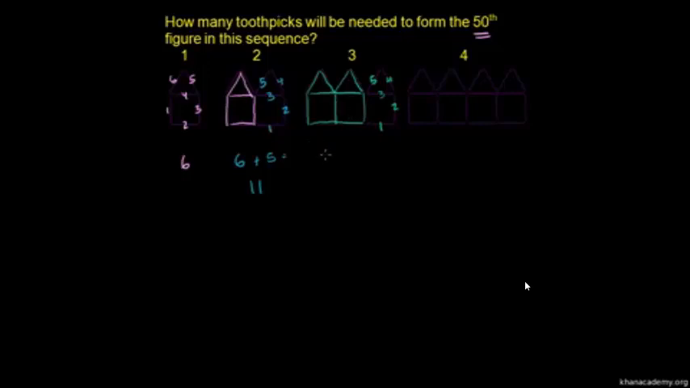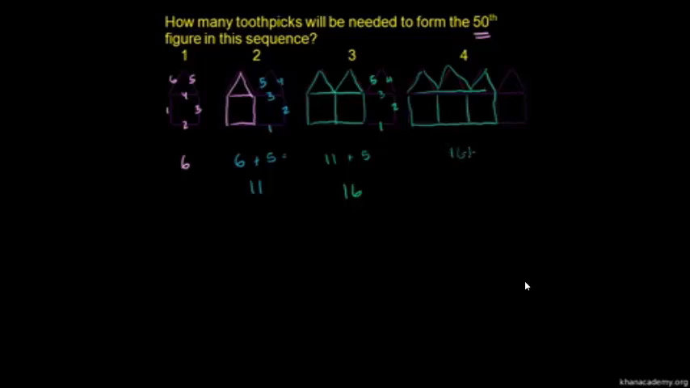So here we're going to have 11 plus 5. There's 11 toothpicks in this part of it, and then we have another 5. 11 plus 5, which is 16. Same thing over here. We have 16 in this part of the drawing. That part of the drawing is going to be 16 toothpicks, if you draw all of that. And then we're going to have another 5 right here.